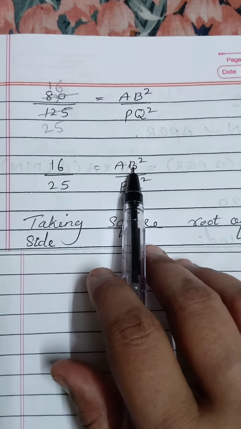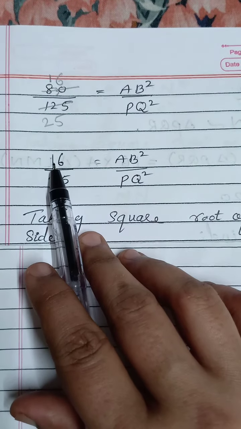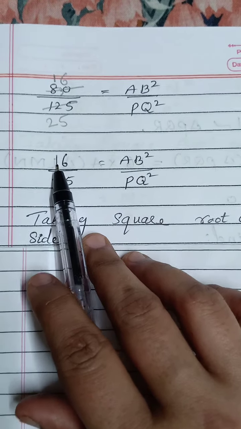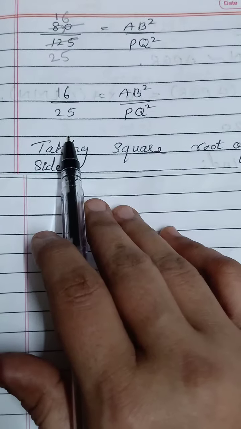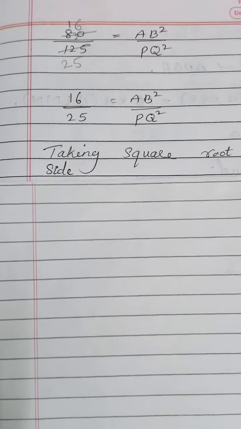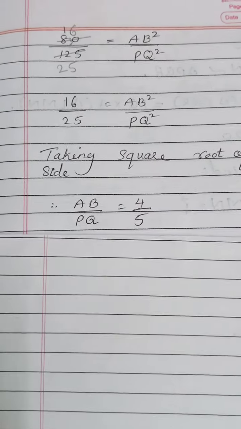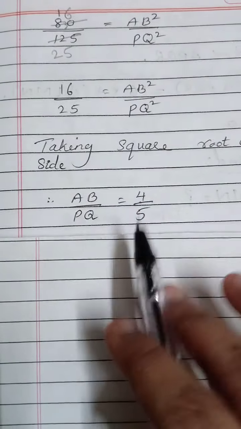So now see here the statement I have taken, taking square root of both sides. So for the right side both the squares will be removed, and we have to take the square root of 16 which is 4 and square root of 25 which is 5. So we get here 4 upon 5 is equal to AB upon PQ. So see here, 4 upon 5 is equal to AB upon PQ. So like that we have done the solution.